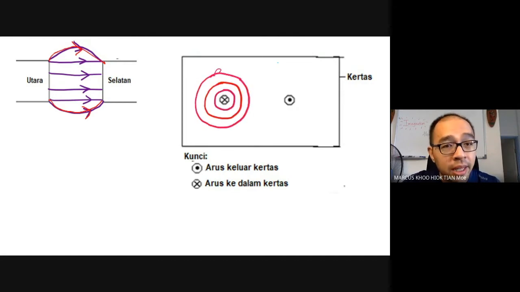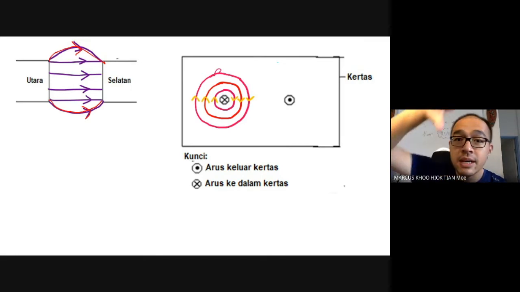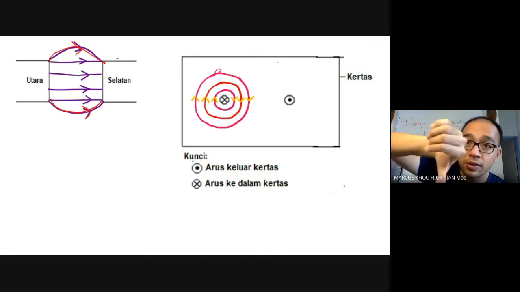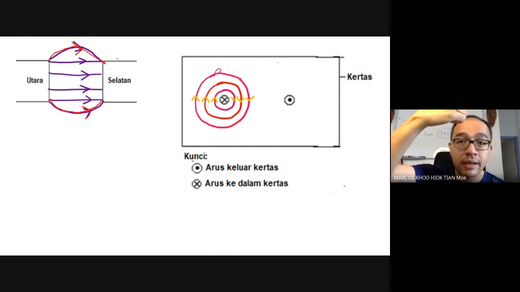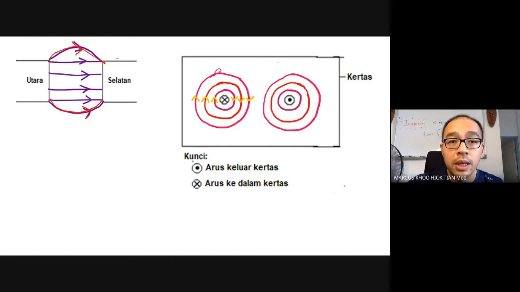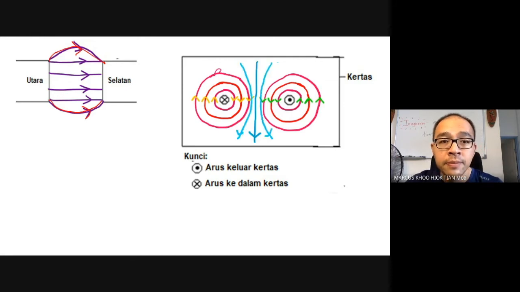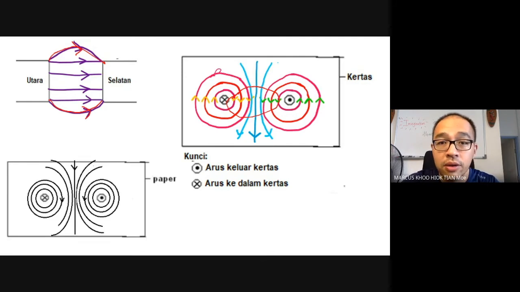So this is how the magnetic field will look like. This is clockwise because it goes into the paper. So this will be clockwise. And if it comes out of the paper, it will be the other way around. First of all, notice that the interaction between both, they are flowing in the same direction, and that's a very good thing. So this is how it will look like.